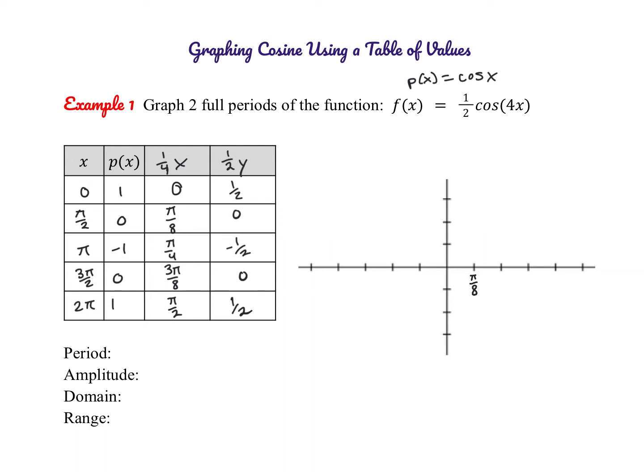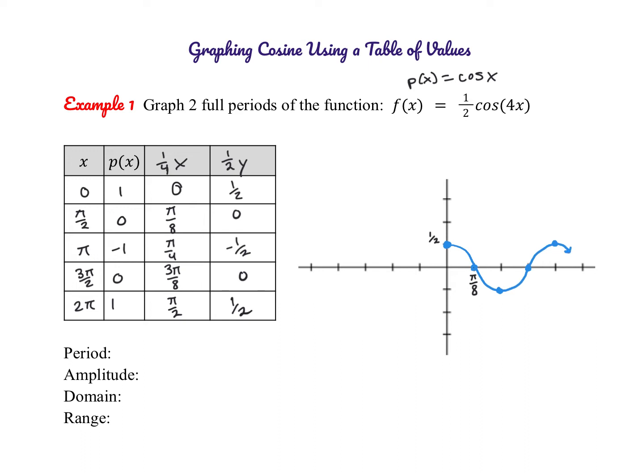And then maybe for the y-axis, let's rescale it. So this first tick mark is positive 1/2. You don't have to do that. You can estimate where that is, but you can scale your x and y-axis however you want. So if you have (0, 1/2), (pi over 8, 0), (pi over 4, negative 1/2), (3 pi over 8, 0), and (pi over 2, 1/2), you can see that that's one full period of our cosine graph.